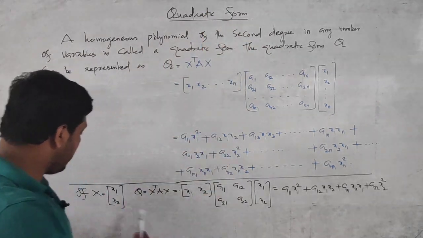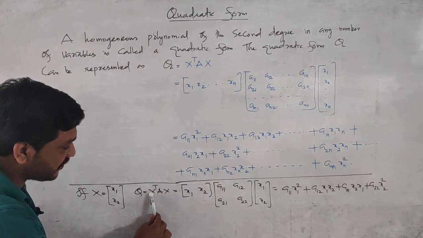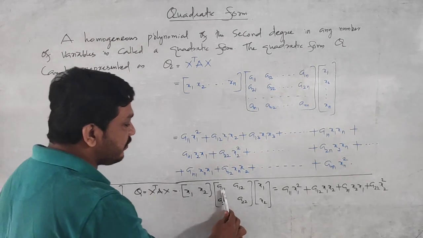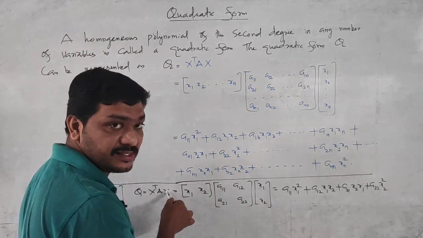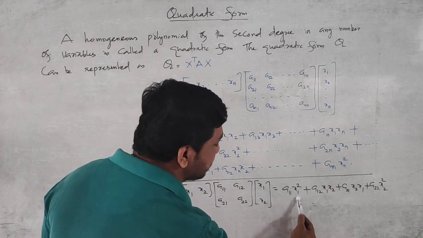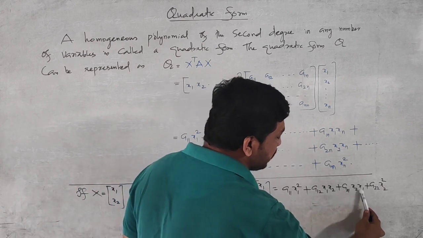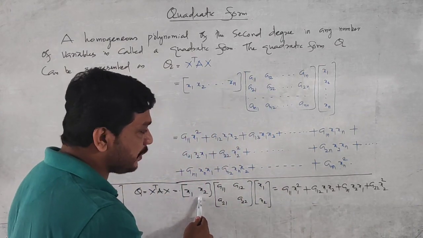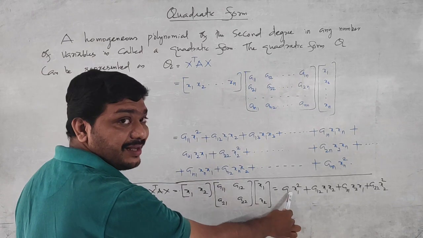For example, if we replace x with x1 x2, the quadratic form Q is x transpose Ax. Here there are only 2 variables, so with a11, a12, a21, a22, it is simply a 2 by 2 matrix because of the existence of 2 variables, x1 and x2. The product is a11 x1 square plus a12 x1 x2 plus a21 x2 x1 plus a22 x2 square. If your variables are 2, it is definitely a second degree polynomial. That's why it is called a quadratic form.